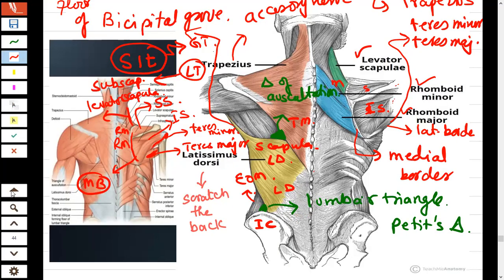Okay. So from the lumbar triangle, a hernia can protrude out. This triangle of auscultation you can use for what? For auscultating the lungs. Okay. This is clear to everyone.